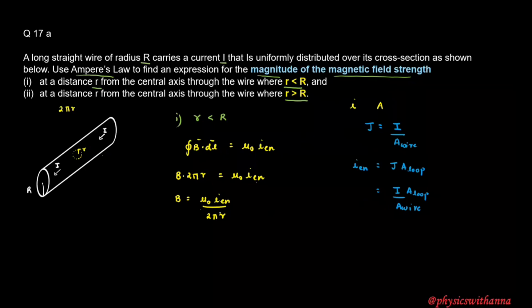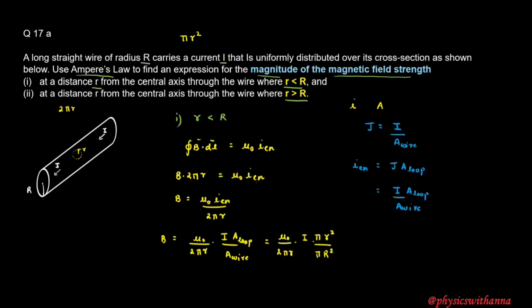Now let's substitute this in our expression for B. We write B equal to mu naught over 2 pi r. In place of I enclosed, I write capital I times area of the loop over area of the wire. Since the cross-sectional area of the wire is a circle, we can find this area by writing pi r squared. So let's substitute that for both. You get mu naught over 2 pi r into I. Area of the loop will be pi into radius of the loop squared, which is small r squared. Area of the wire will be pi into radius of the wire squared, which is capital R squared.